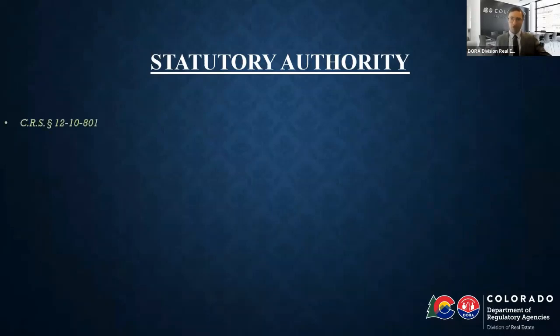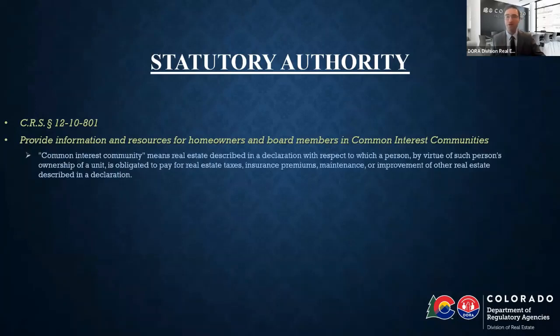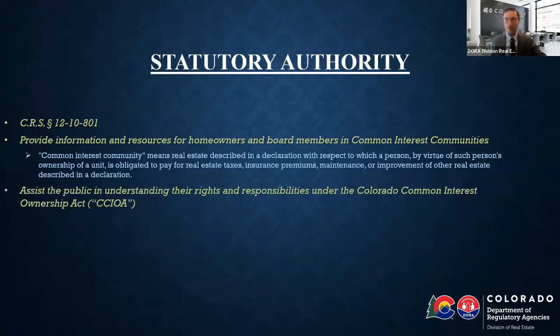So, the statutory authority of the HOA Information Office is found in Colorado Revised Statutes, Section 12-10-801. Broadly speaking, we aim to provide information and resources for homeowners and board members in common interest communities. Common interest community means real estate described in a declaration with respect to which a person, by virtue of such person's ownership of a unit, is obligated to pay for real estate taxes, insurance premiums, maintenance, or improvement of other real estate described in a declaration. We assist the public in understanding their rights and responsibilities under CCIOA.